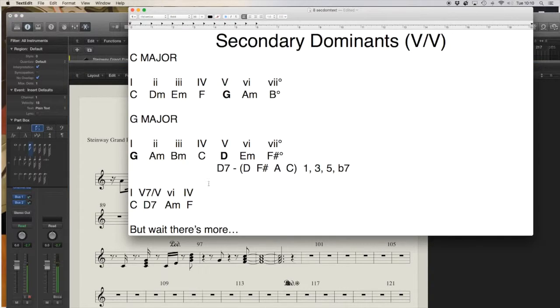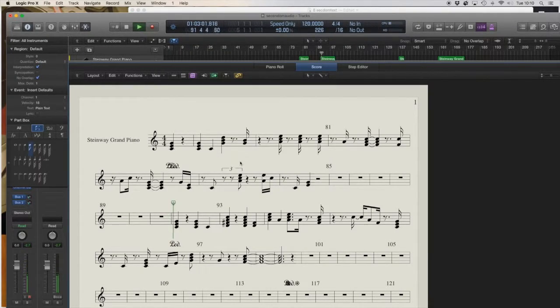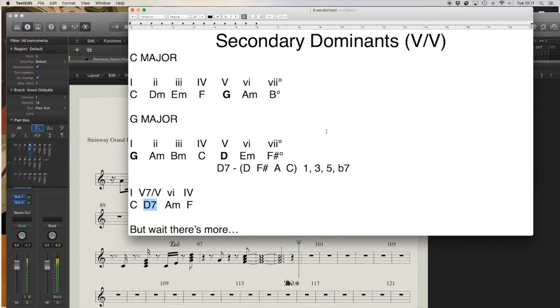So now we're going to swap out that G chord, and we're going to substitute the dominant 7 of the dominant. And so we're going to play C, D7, A minor, F. Okay, I resolved that with a C, G, F, just to give it a little resolution. But I hope you can feel that difference.